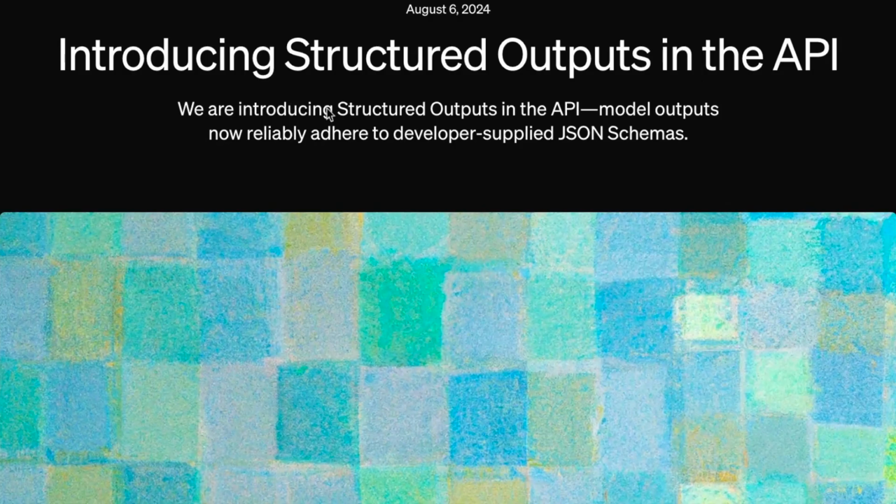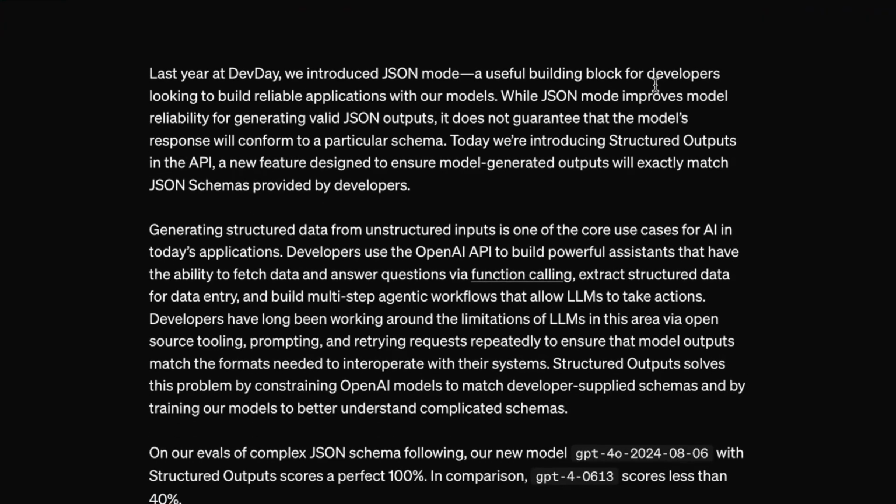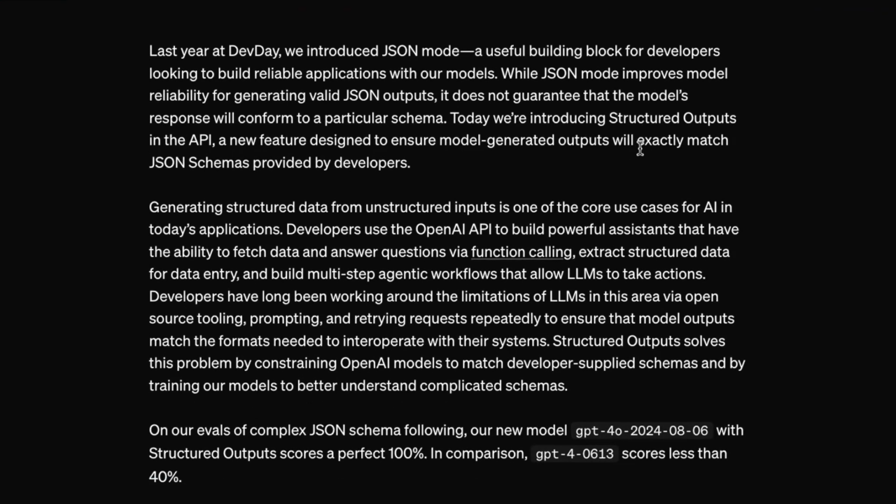So they mention here they're introducing structured outputs in the API. Model outputs do not reliably adhere to developer-supplied JSON schemas. JSON schemas is really what it's all about here. So it's the ability to define the structure that you want the model to output, whatever it is outputting, right? Whether it be something that converts some unstructured data to some structured information, or whether it is in a conversation itself, if you want something structured from the model, you would use this particular feature.